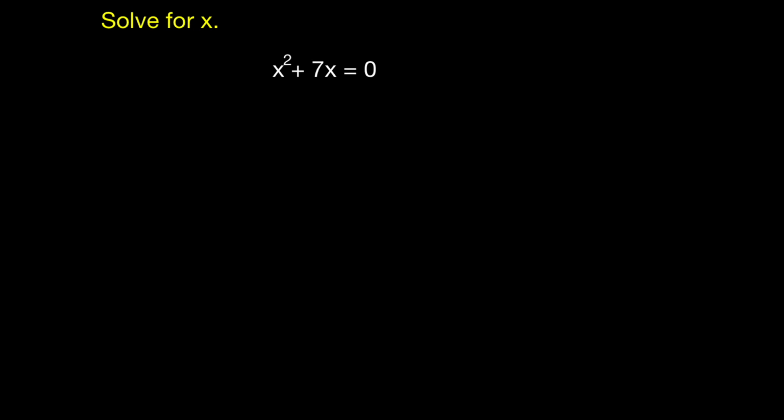Solve for x. Now notice that for this quadratic equation, we don't have a trinomial, so factoring may not be the best option. However, we do have x squared and the x term. We can attempt to complete the square. So here I'm going to begin the setup.